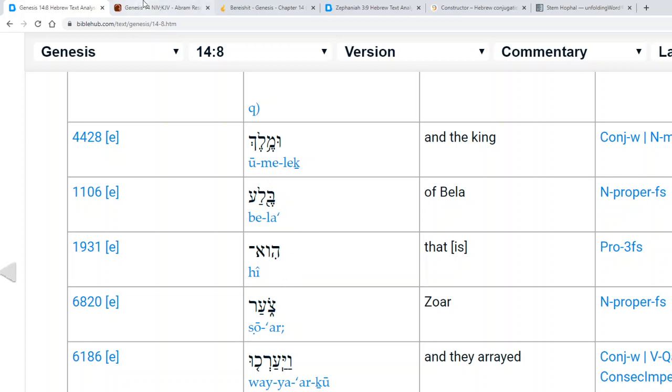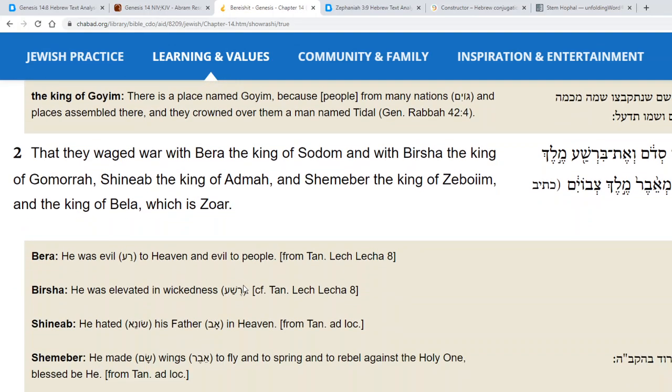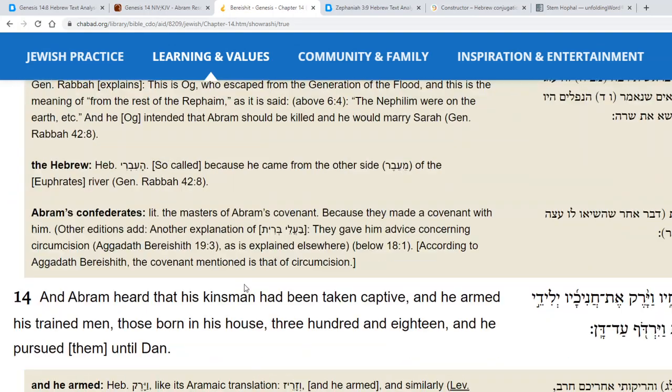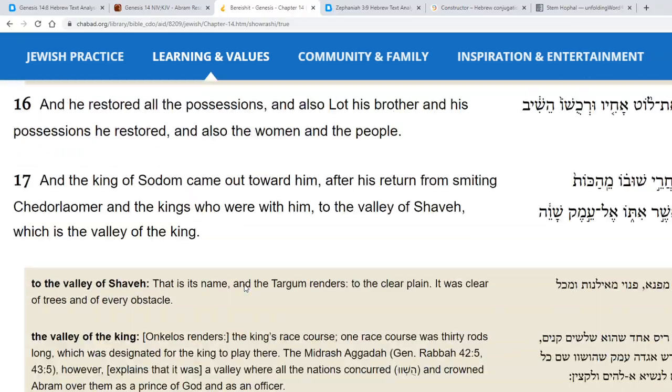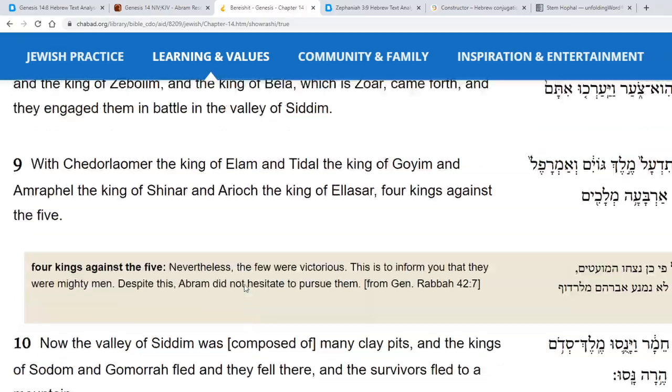So I would translate the earlier verse accordingly. I would say that Shem Ever was the king of Tziboim and the king of Bela, which is Tsar. Which isn't exactly how people are doing it, but that's what it seems like to me.